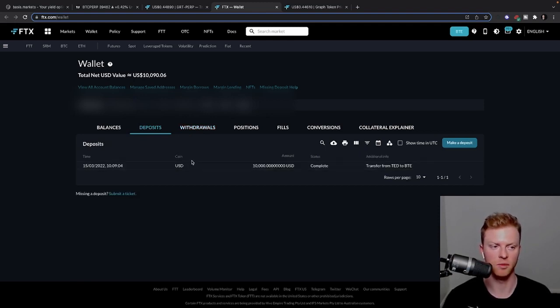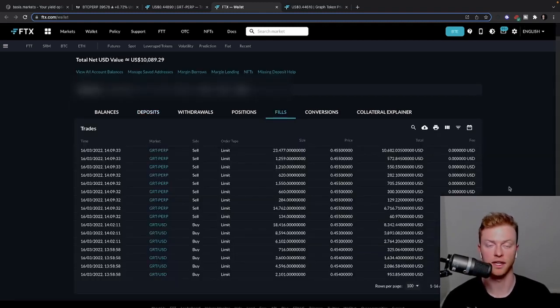Okay, so now that we've been filled on our short GRT perpetual and we've been filled on the spot product, let's have a look at those fills and how I got filled in those. Here is my order history, what's been filled. GRT USD is the spot product, so that was filled at an average price of around 0.45350. And then we've got the GRT perpetual contract, so that was filled at around 0.455. So that's pretty good. That's good that we've got filled higher on the short and we've got filled lower on the spot product. So we bought lower, we sold higher.